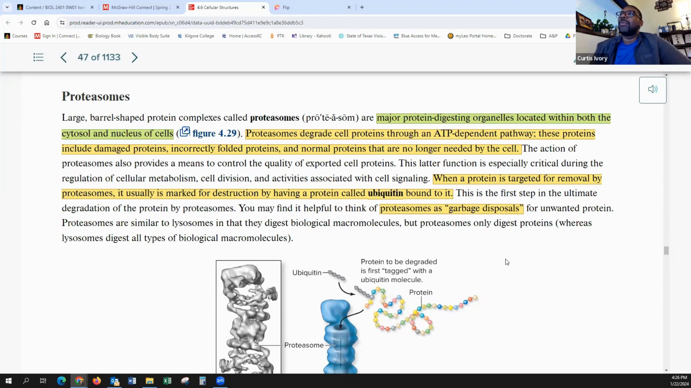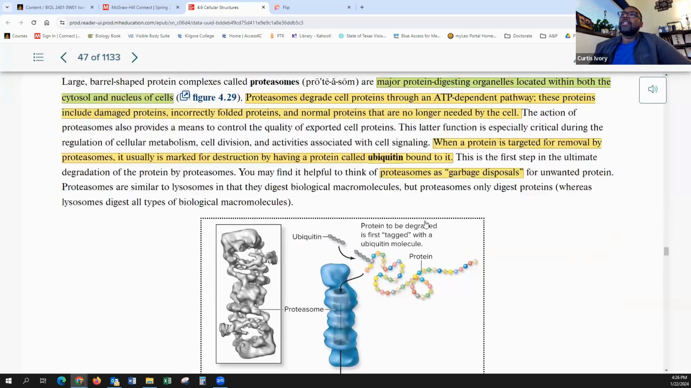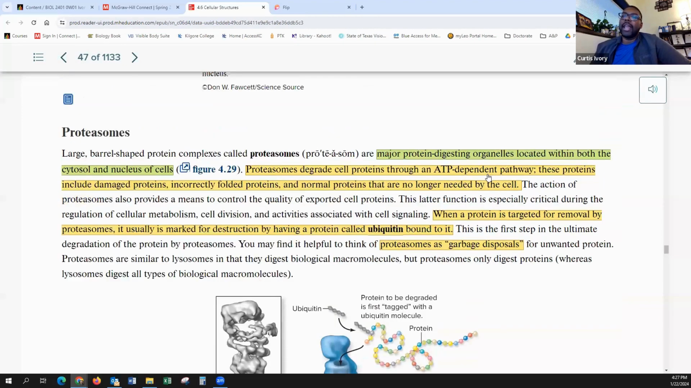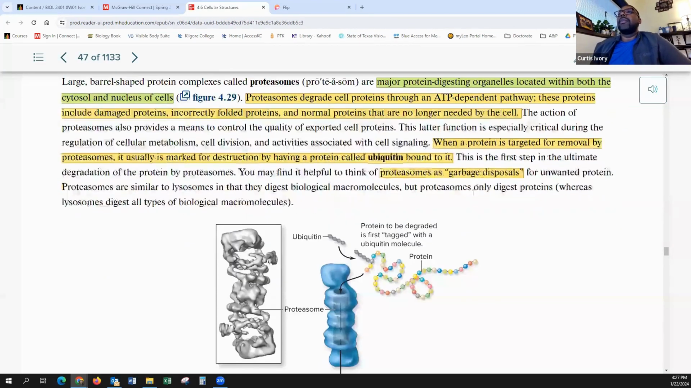But in order for proteasomes to actually work, they have to be targeted. For those to be targeted, they use a protein called ubiquitin. So ubiquitin is going to bind to it, and that is what's going to tell proteasomes to start coming and breaking it down. So as it says, it works as garbage disposal. Proteasomes and lysosomes both work together to help break down old things that the cell doesn't need or is trying to get rid of.